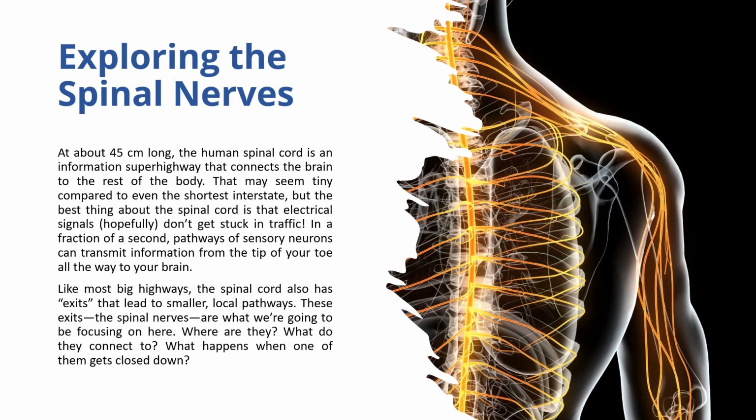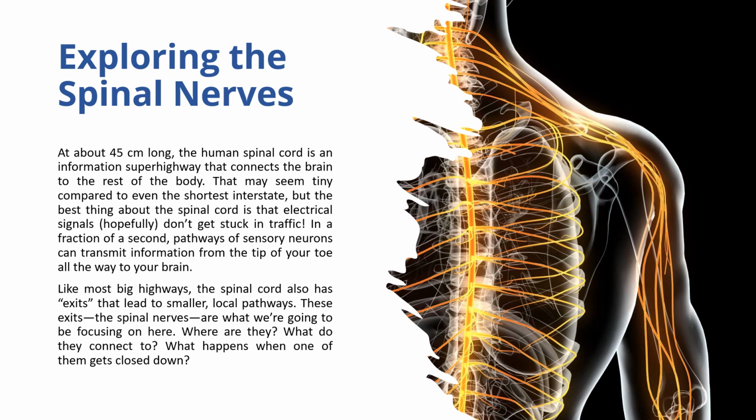Okay, so we begin today's lecture by exploring the spinal nerves. At about 45 centimeters long, the human spinal cord is an information superhighway that connects the brain to the rest of the body. That may seem tiny compared to even the shortest interstate, but the best thing about the spinal cord is that electrical signals don't get stuck in traffic. In a fraction of a second, pathways of sensory neurons can transmit information from the tip of your toe all the way to your brain.